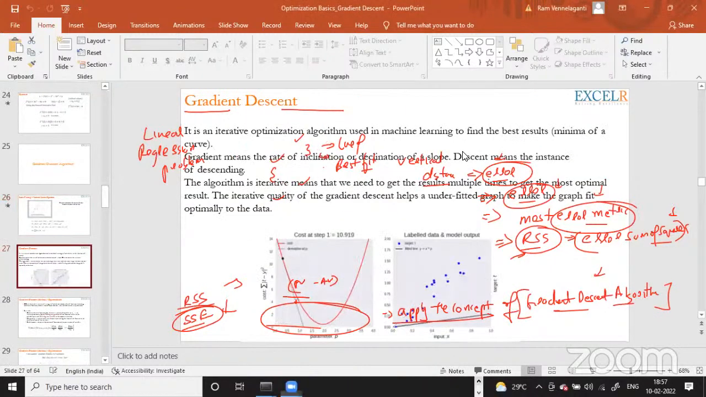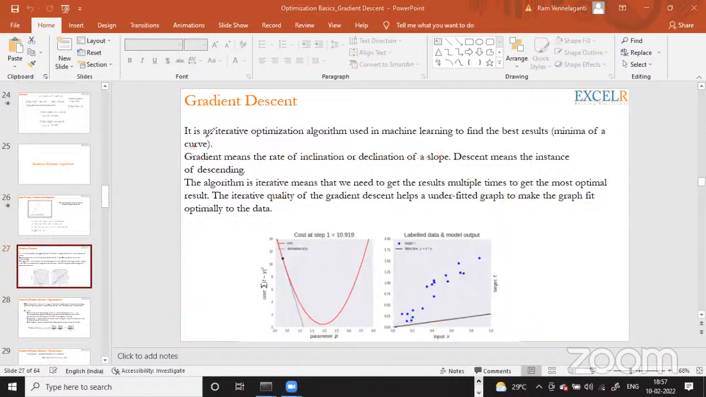So what is your gradient descent algorithm for us? It is an iterative optimization algorithm used in machine learning to get the best results. Best results of what? Best results for your parameters, for your coefficients, or you can call them weights.